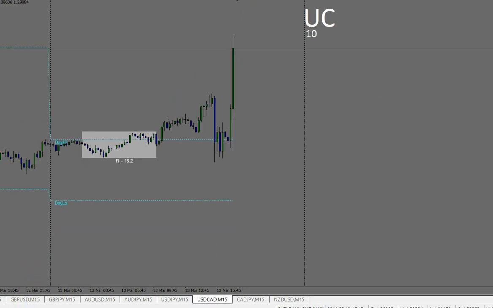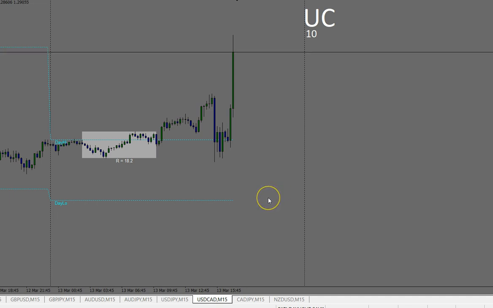I'm just running another update here. You can see the US dollar Canadian dollar, my take profit was hit, giving me 32 pips on that trade there. So it was quite a nice move on the US dollar Canadian dollar.